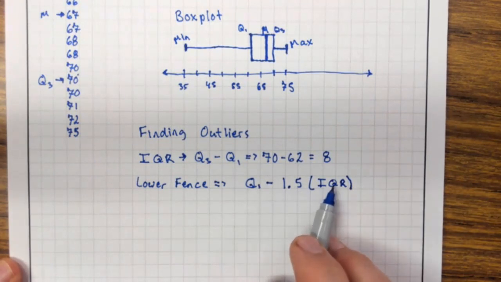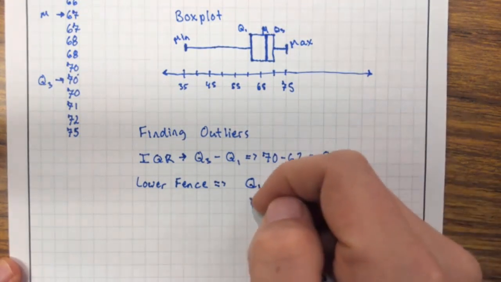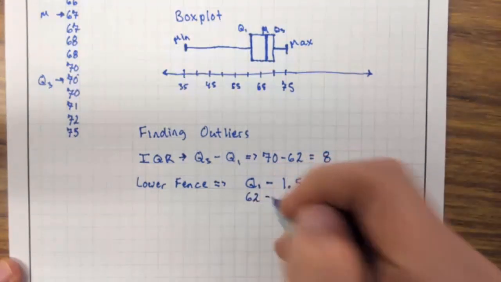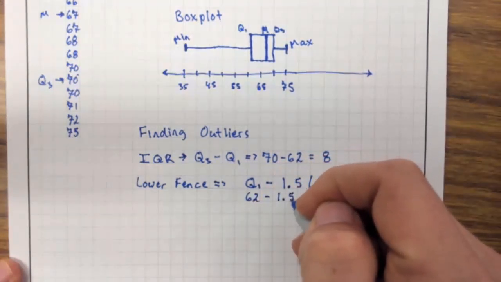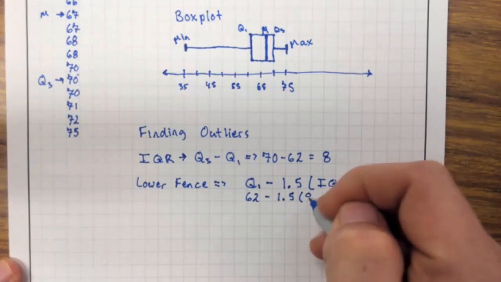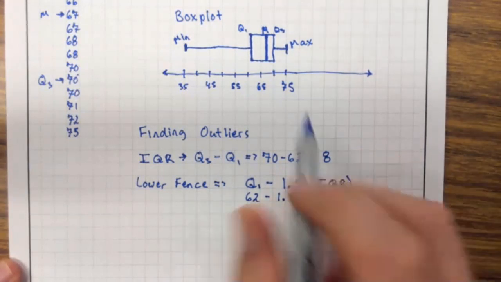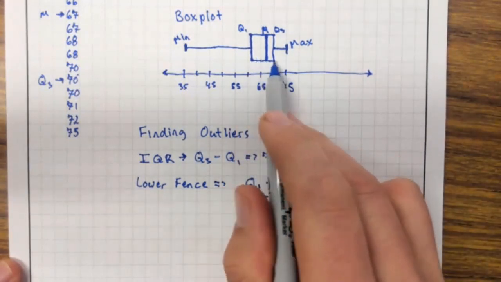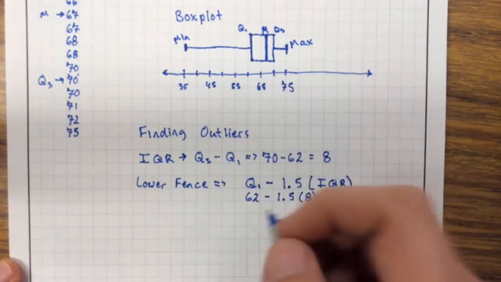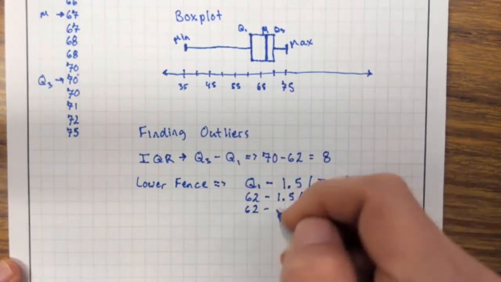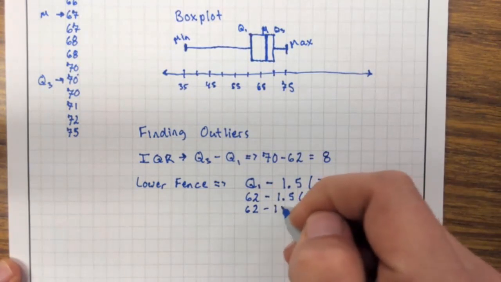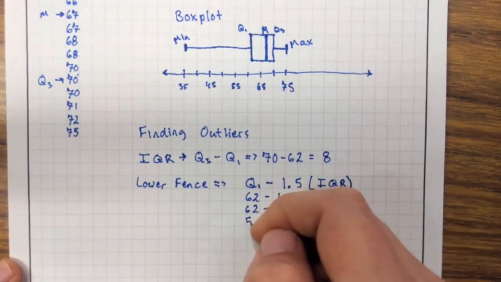Quartile 1 is 62, so it's going to be 62 minus 1.5 times 8. Again, the interquartile range is just the length of your box. 1.5 times 8 is 12, and 62 minus 12 is 50.